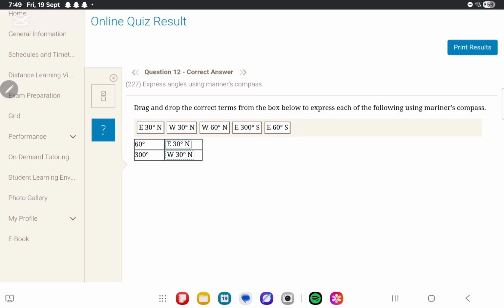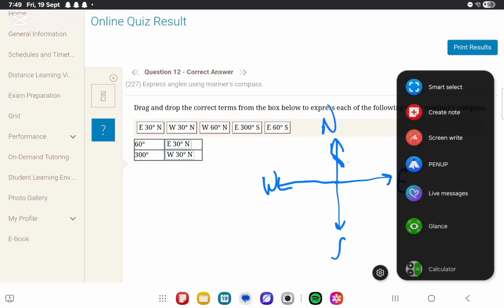Drag and drop the correct terms from the box to express each using mariner's compass. Okay, so they want 60. So north, south, east, west. They want 60 degrees. 60 degrees, by the way, this is like a bearing. They should have made it clear. But 60 degrees, it's from here.